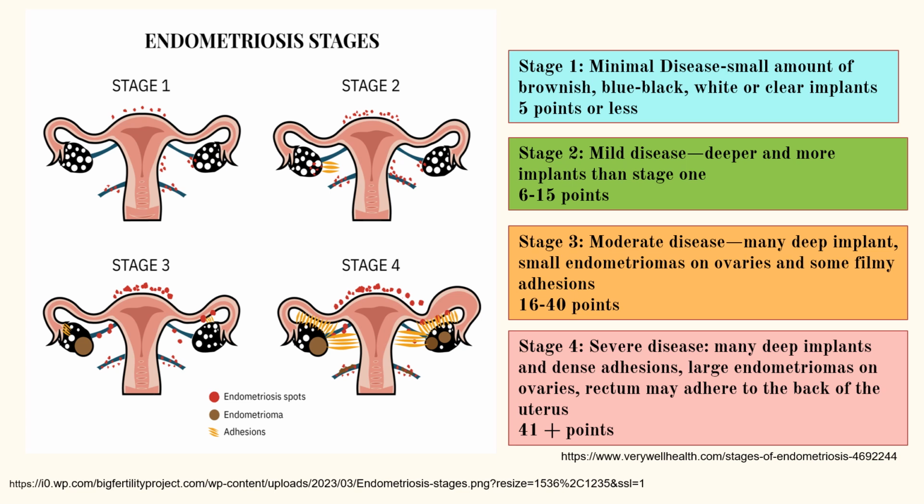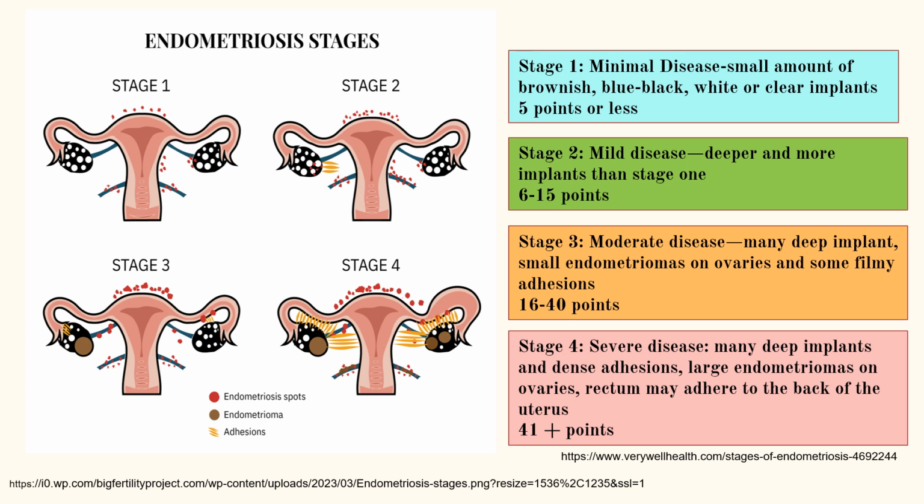So, stage one minimal disease has a small amount of these brownish, blue, black, white, or clear implants, and they're given a point spread of 5 or less. And then stage two is mild disease, and this is deeper and more implants than stage one, and that goes with 6 to 15 points. And then stage three is moderate disease, many deep implants, small endometriomas or on ovaries, and some filmy adhesions, which garners 16 to 40 points.